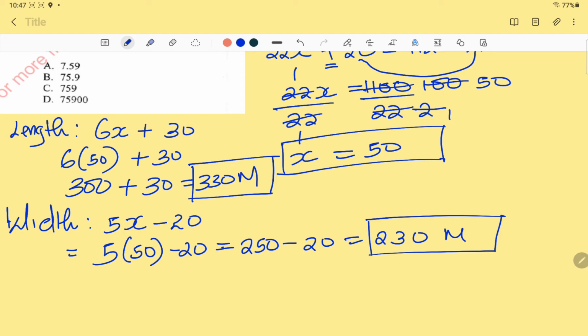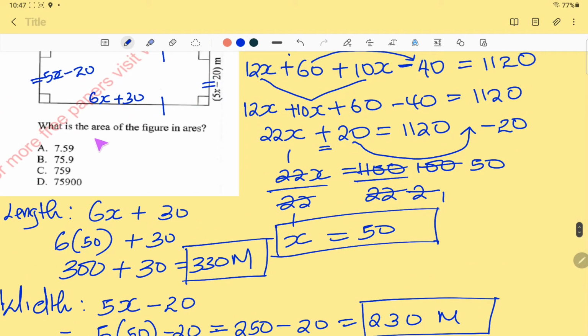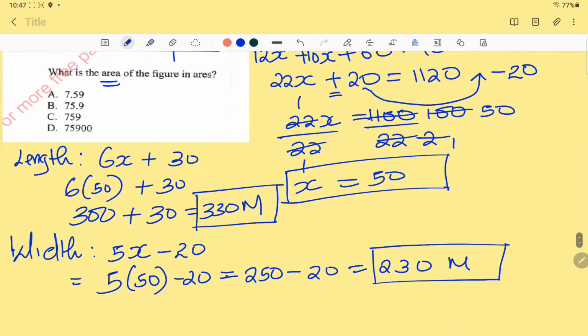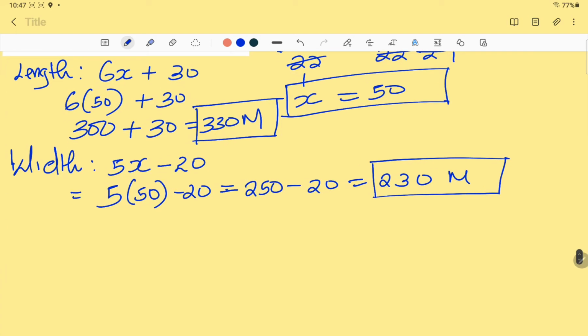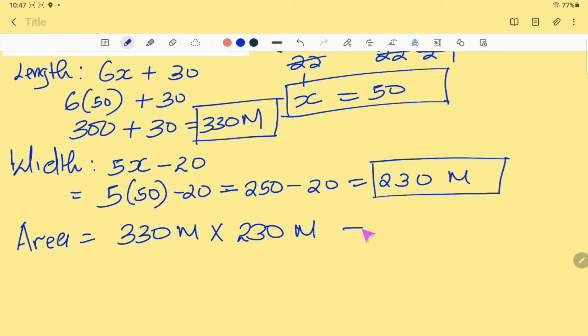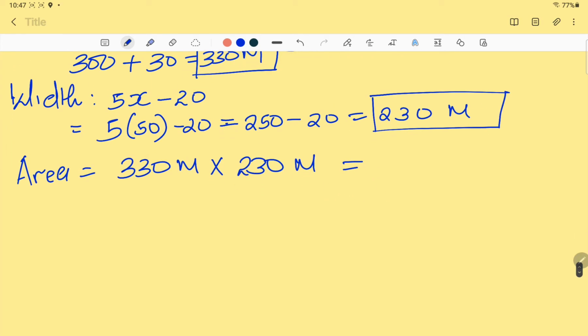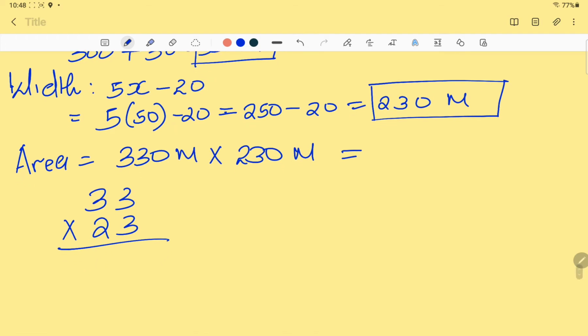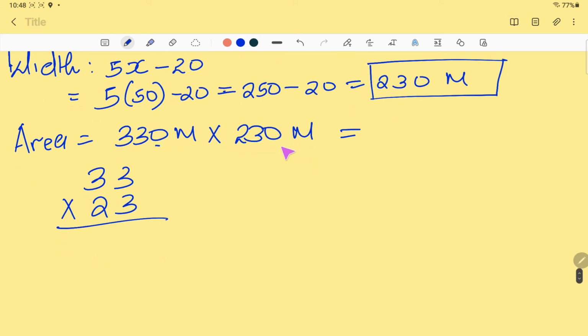Now that we know the length and we know the width, we can calculate the area, right? The area is length times width. So the area will be 300 meters times 230 meters. Okay, let's multiply these. This will be, let's do 33 times 23, and then we are going to add the 2 zeros afterwards.